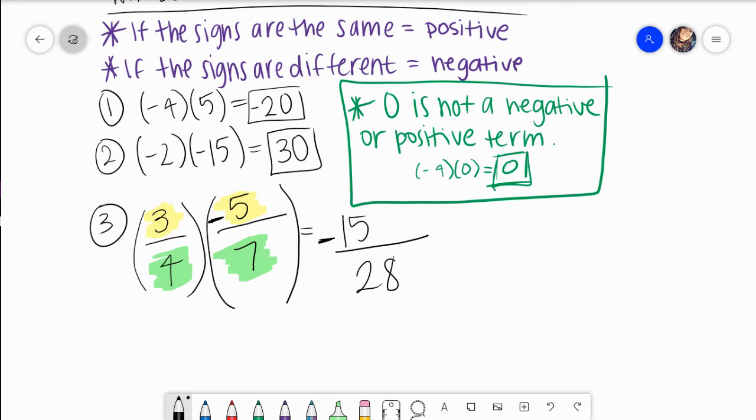Does that make sense? If I have 2 fractions that are multiplying each other and they're both negative, well, that would fall under this category. They would both be the same sign, so it would be positive. Does that make sense? Okay.